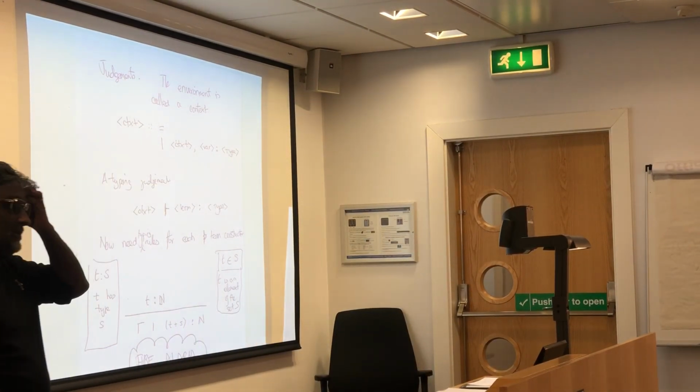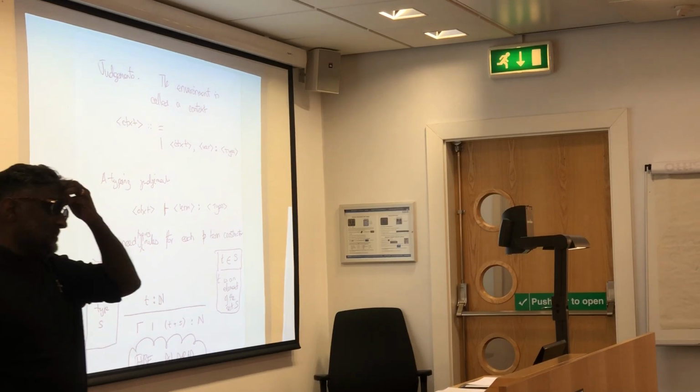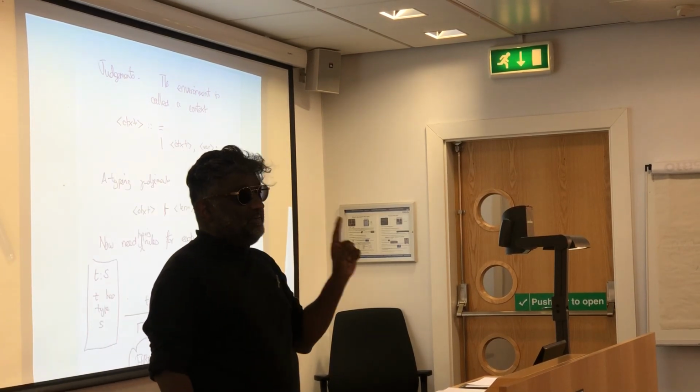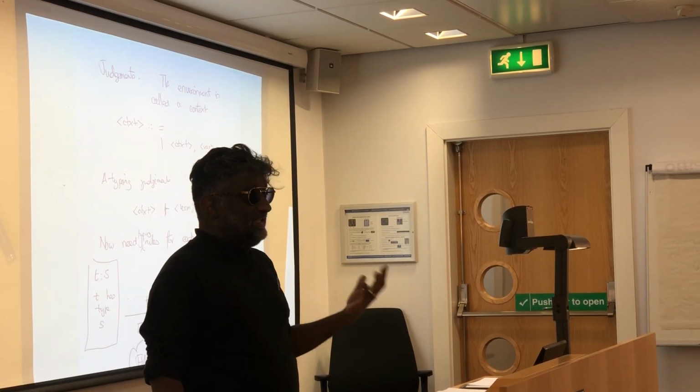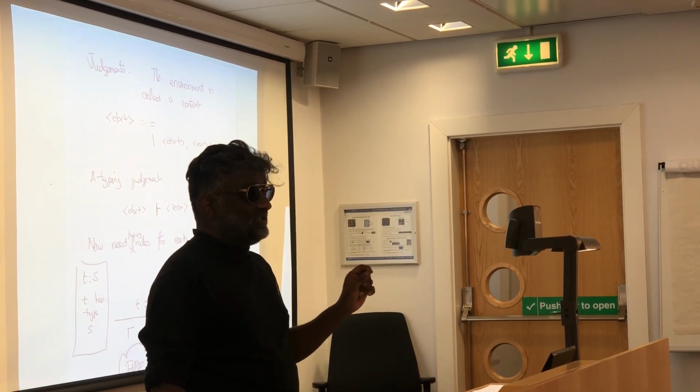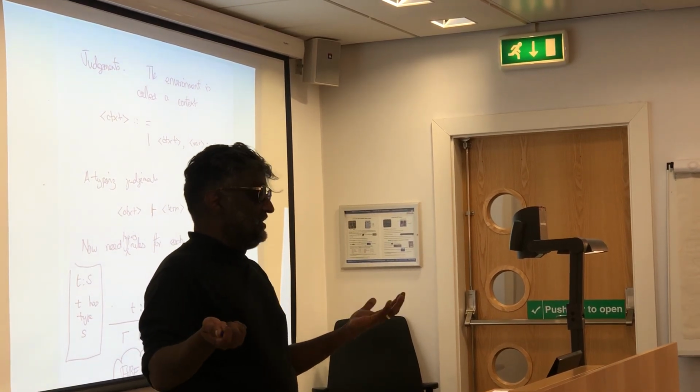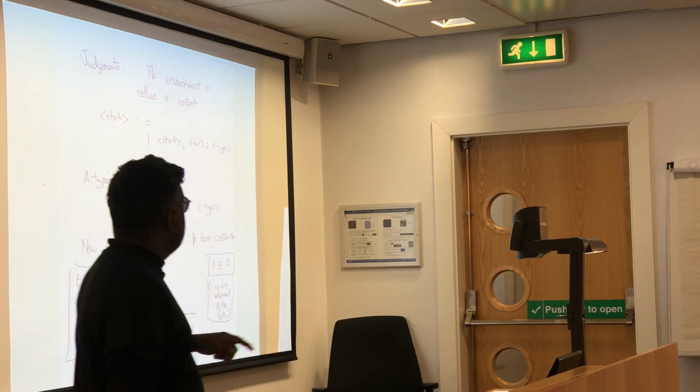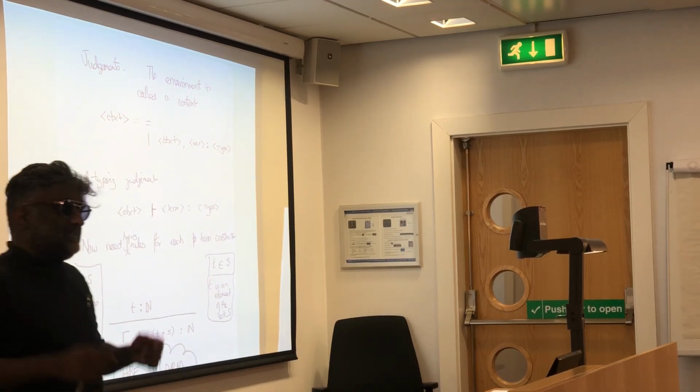And what we're talking about are these typing judgments. This is part 3 of the course. Part 1 was syntax. What is stuff? Part 2 was how do we get a value for our stuff? Part 3 is this stuff, what types does it have?